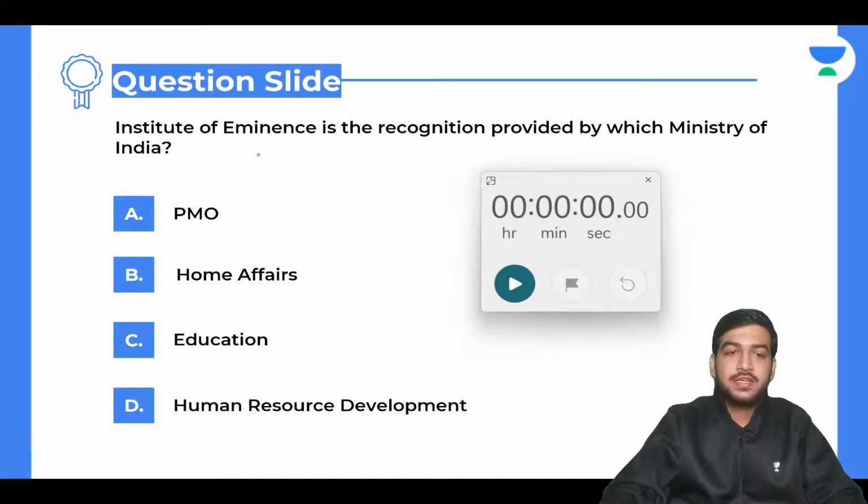Next, Institute of Eminence is a recognition provided by which Ministry of India? Option A, Prime Minister's Office or the PMO. B, Ministry of Home Affairs. C, Ministry of Education. Or D, Ministry of Human Resource Development. Which is the ministry that gives the tag Institute of Eminence to institutions in India?